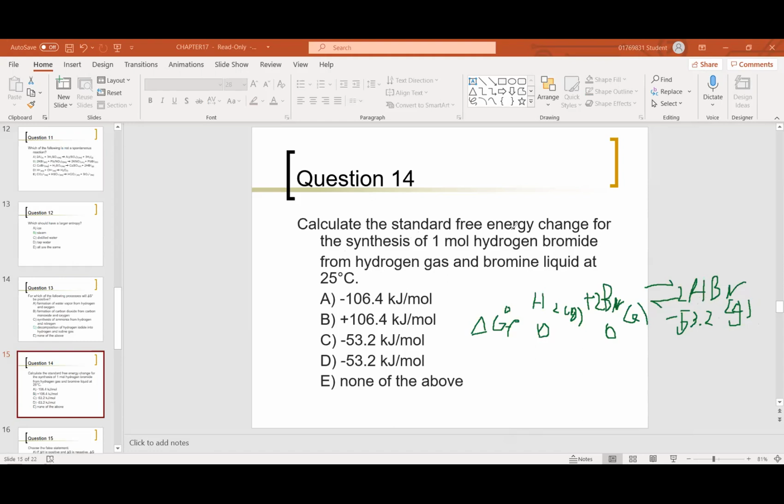And what is it? Calculate the standard free energy change for synthesis of 1 mole hydrogen bromide. Okay, so that just becomes 1 mole. It's just 1 mole times this, right? Kilojoules per mole. And then minus 0. There's nothing there. So it's one of these two. These are the same thing, right? I'm not going crazy.